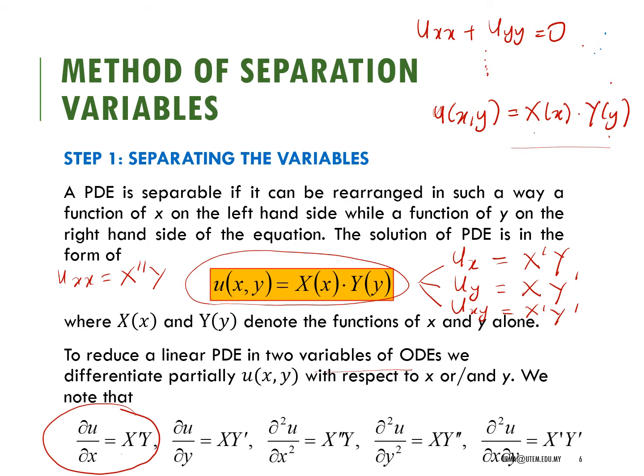Normally in a PDE, it will start with the partial differential equation. That PDE you need to transform into this type of notation, and then you can proceed with step 1, which is to separate the variables.